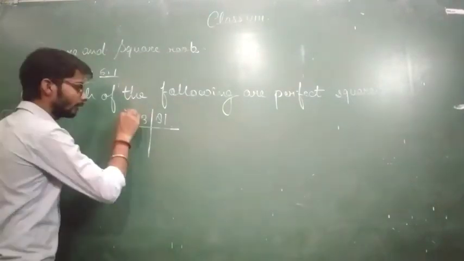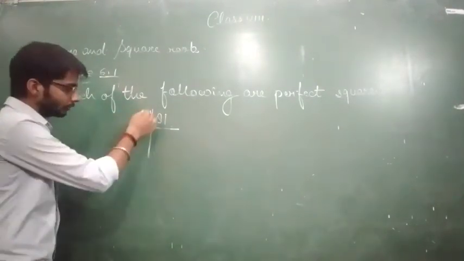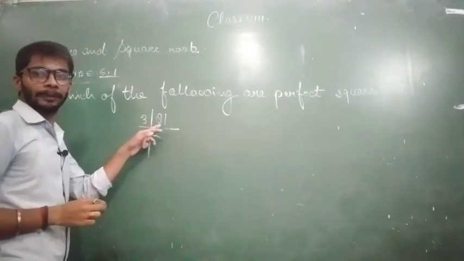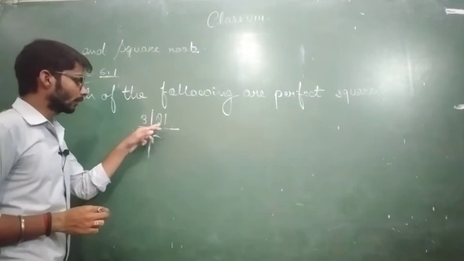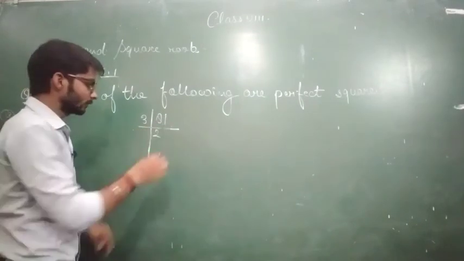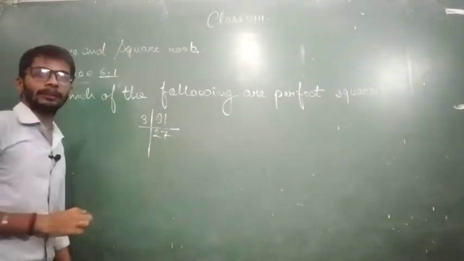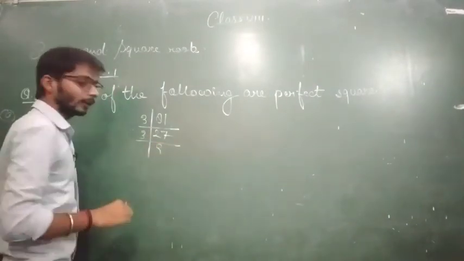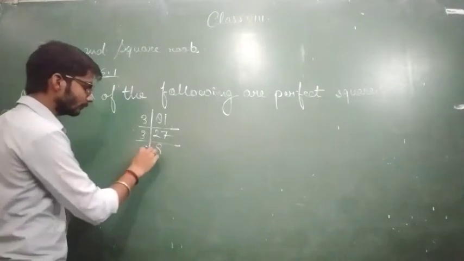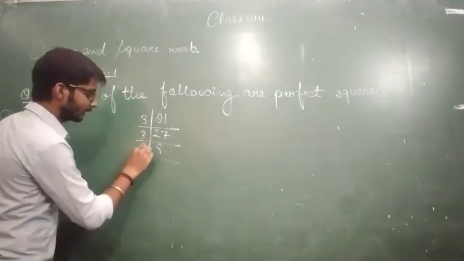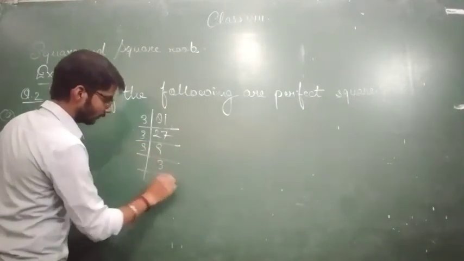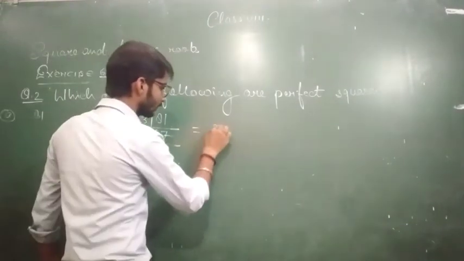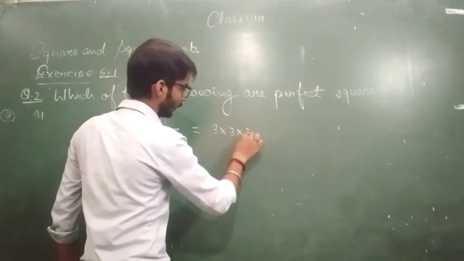So here we will write 3, and now 3 twos are 6, and we subtract the 6 and get 2, and here 21. And 3 sevens are 21. Again divided by 3, 3 nines are 27, then again 3 threes are 9, then 3 ones are 3. Now we have the factors 3 into 3 into 3 into 3.